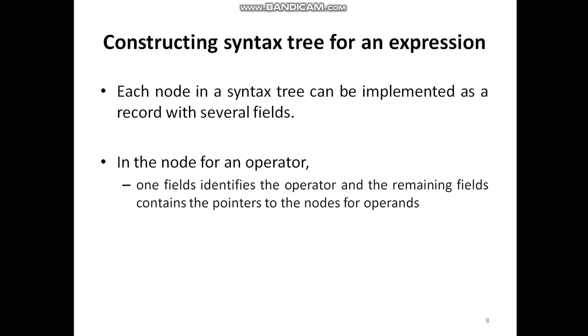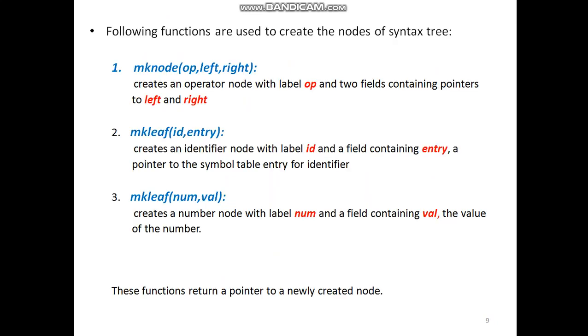Then, constructing a syntax tree for an expression, we have three different functions that can be used. The first function is make node, which is used to construct operator nodes. And we have two make leaf functions: one for the construction of identifier nodes, and the second for the construction of number leaf nodes.